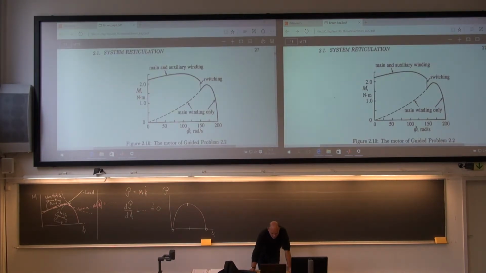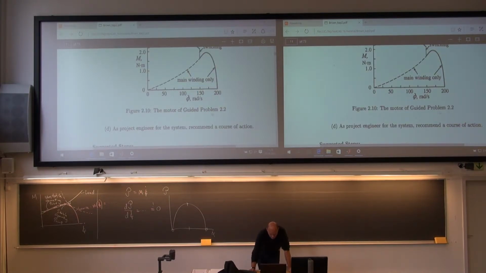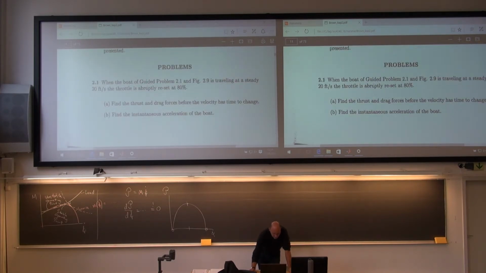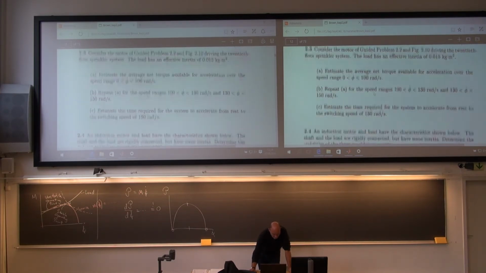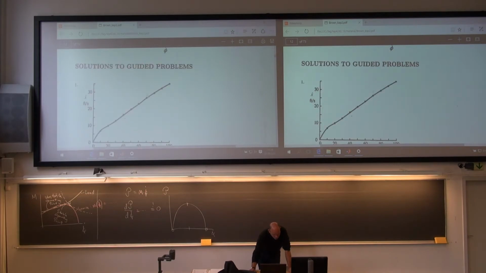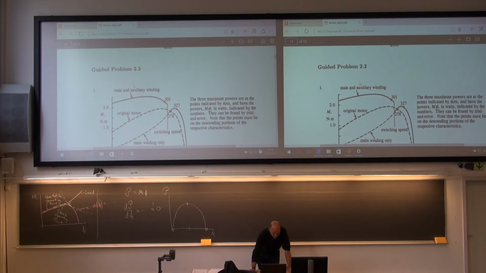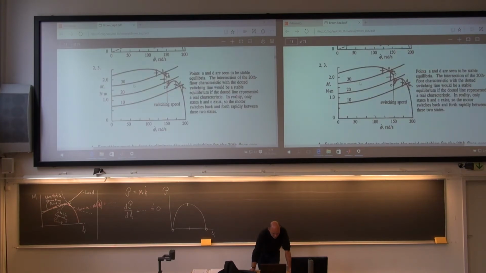So here we have a complex problem, guided problem 2-2. Then you have some other problems, and then the solution to the guided problem. So these guided problems can be quite okay.